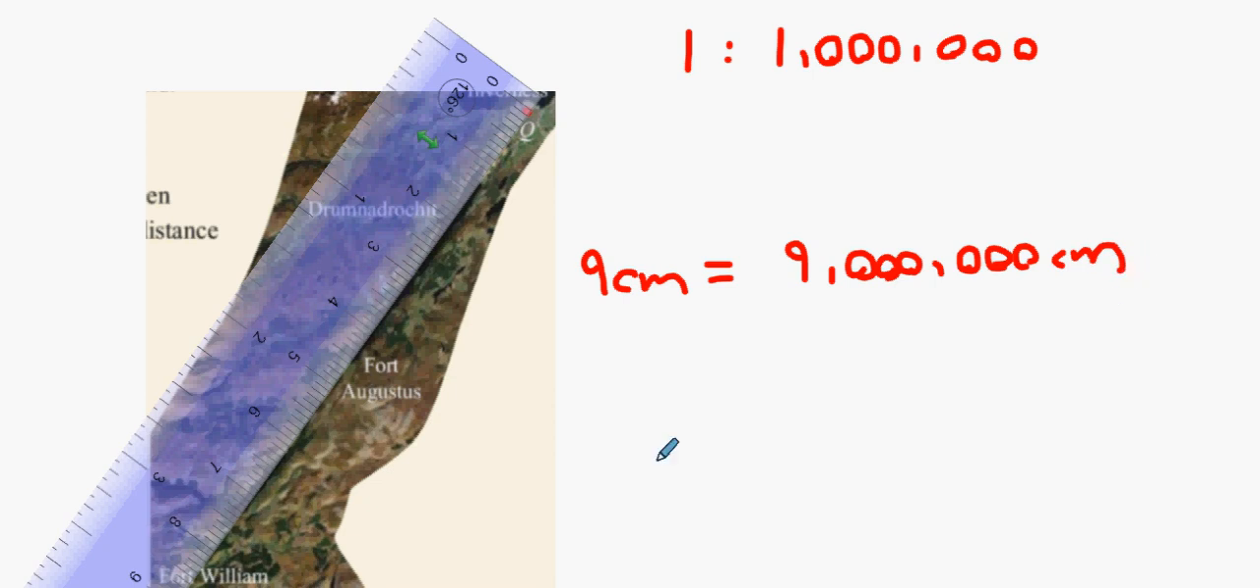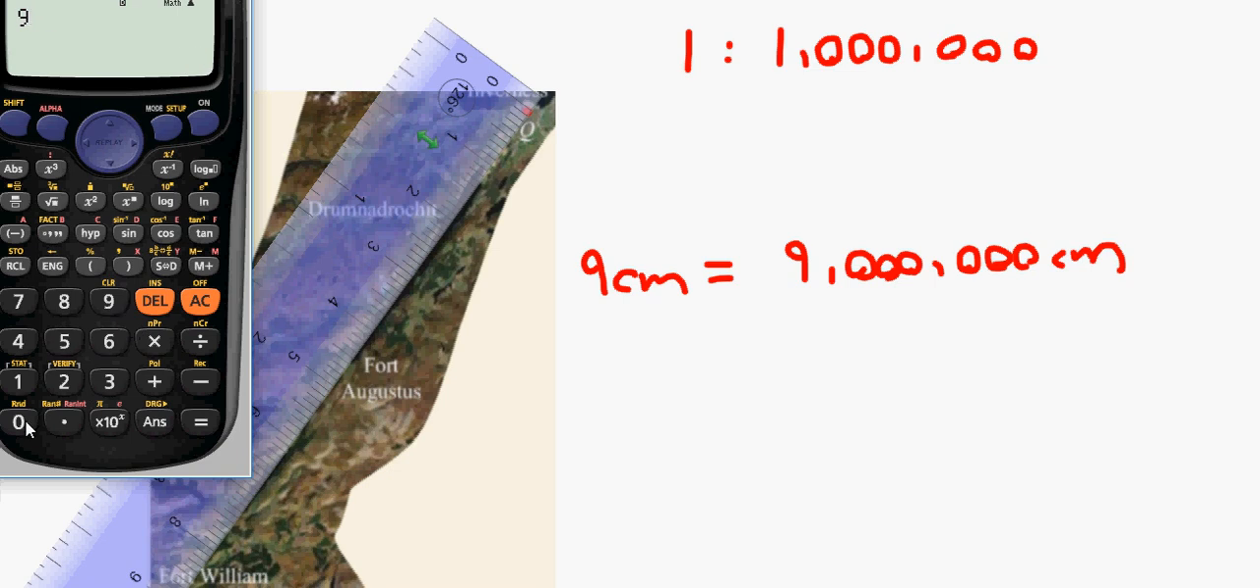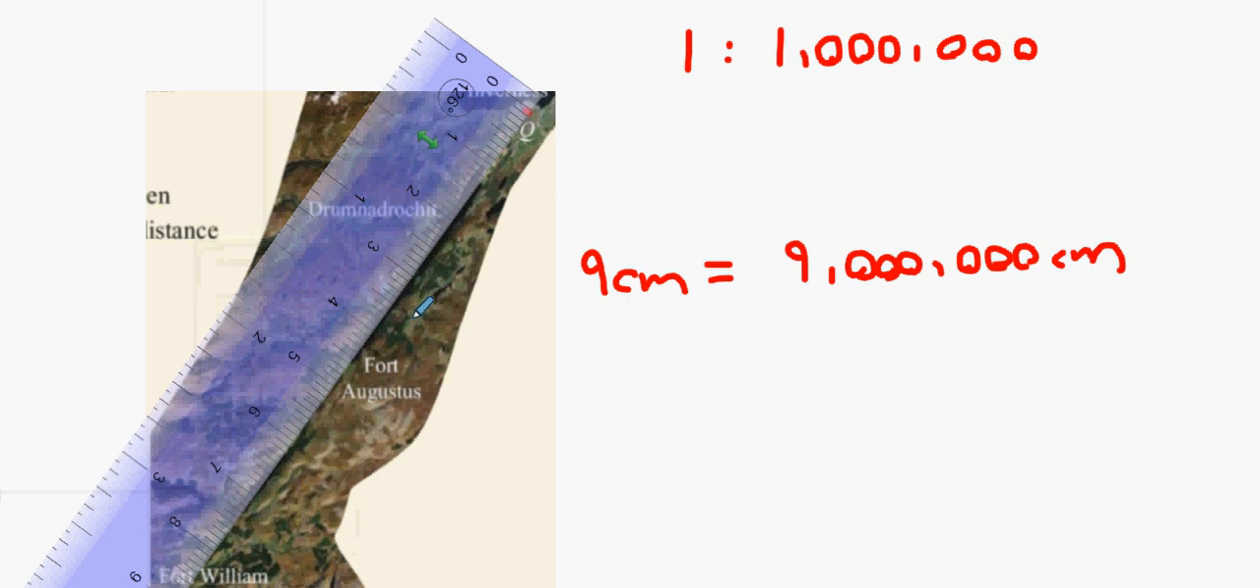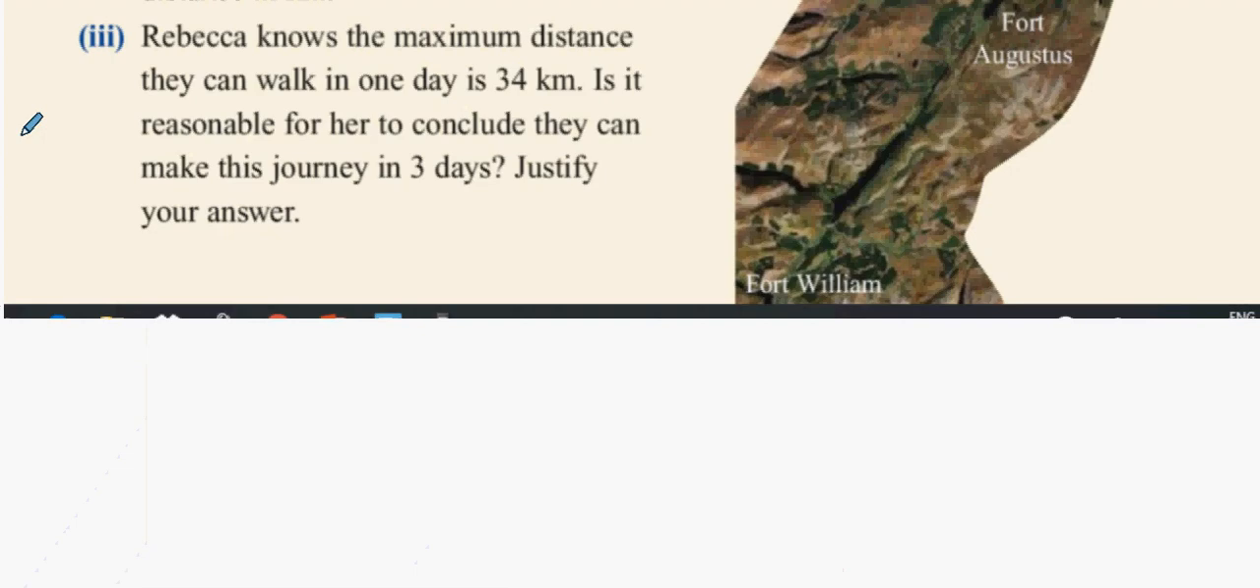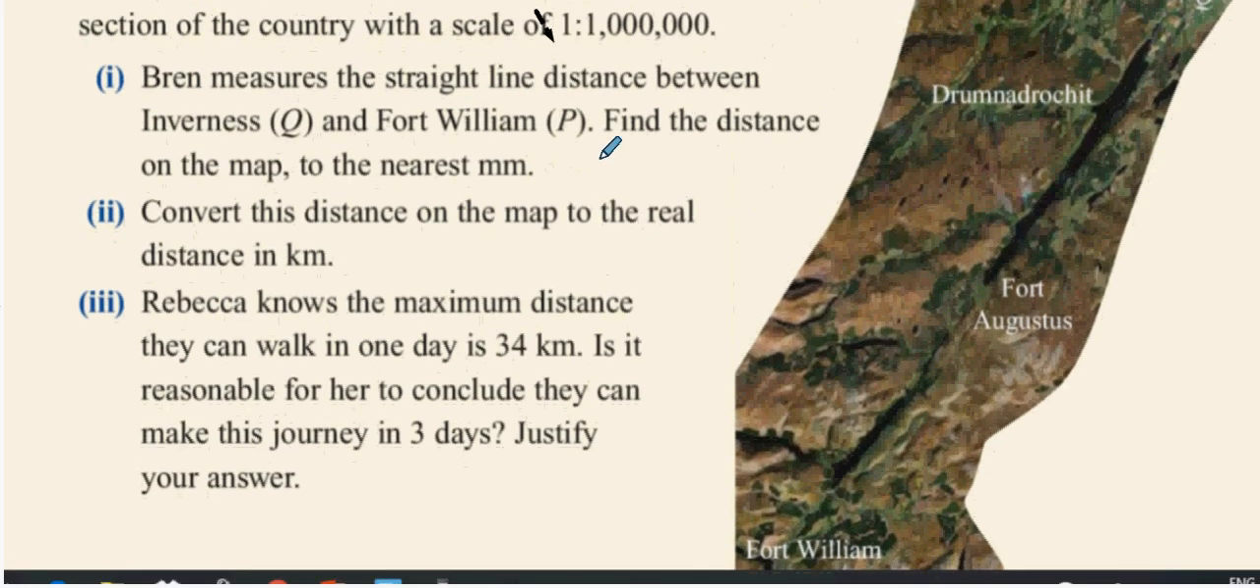First thing we're going to do is turn centimeters into meters. So to turn centimeters into meters, you divide by 100. This is the equivalent of 90,000 meters. Then turn meters into kilometers, divide by 1,000. And you figure out that this distance here is actually 90 kilometers in real life. Okay? So the questions are: 90 millimeters or 9 centimeters. Convert the distance to the real map, 90 kilometers.